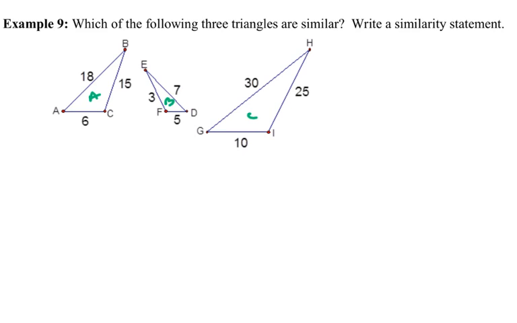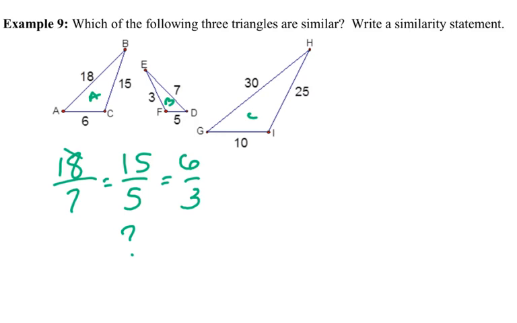So we don't have any information about angles at all. So we're looking at side-side-side similarity. So if you say that any two are similar, all three sides for each triangle will have to be proportional. So let's take the first two. I could take the largest side, which is 18, and compare it to the largest side of the other triangle, which is 7. The medium side, which is 15 and 5, and then the smallest side, which is 6 and 3. Are those all equal to each other? Hopefully that's pretty easy to see that they're not. So A and B are not similar.